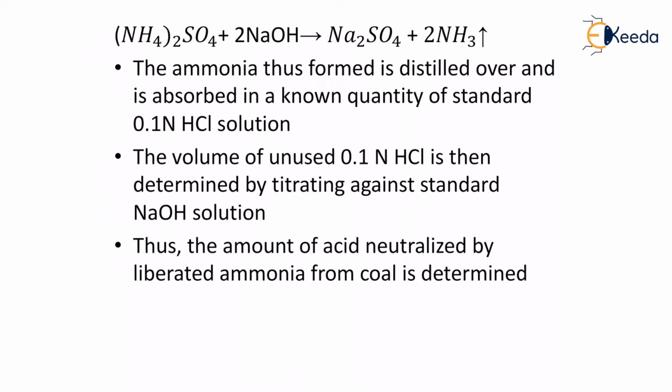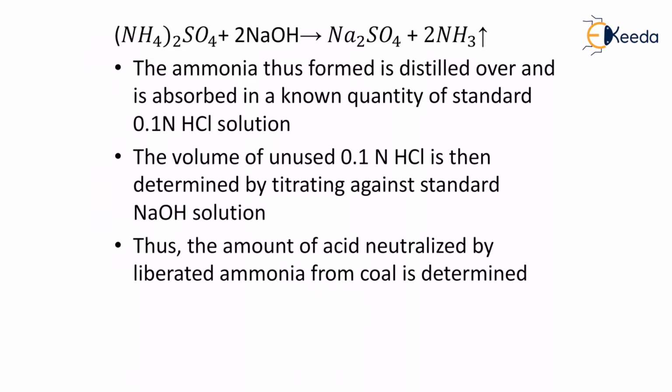The ammonia thus formed is distilled over and absorbed in a known quantity of standard 0.1 normal HCl solution. So over here what is happening? We are distilling off the ammonia into a proper HCl solution, and the HCl solution is of 0.1 normal. The normality is 0.1. The volume of the unused 0.1 normal HCl is then determined by titrating against standard NaOH solution. Thus the entire distillation and the titration process takes place to give us the results.